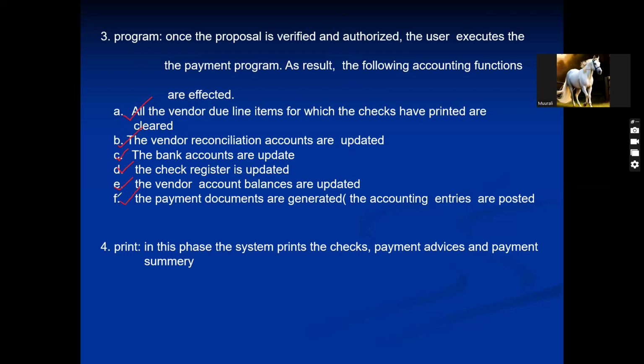So these are the key areas you need to remember. Sometimes if someone asks what is automatic payment, what is the result of that, then you need to say all the vendor open items, the vendor reconciliation account, the bank checkbook, check register, the accounting entries, everything the system is going to update automatically. The last P: in this case, the system is going to print the check, payment advice, and payment summary. This is about your automatic payment program.